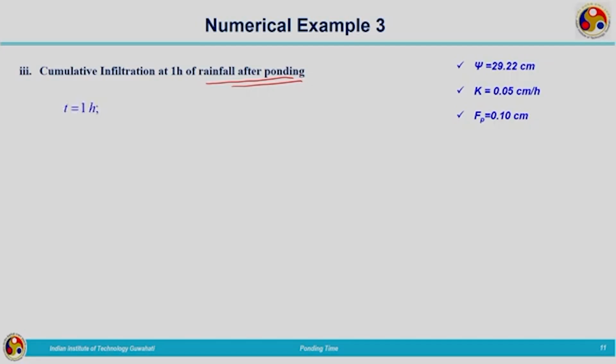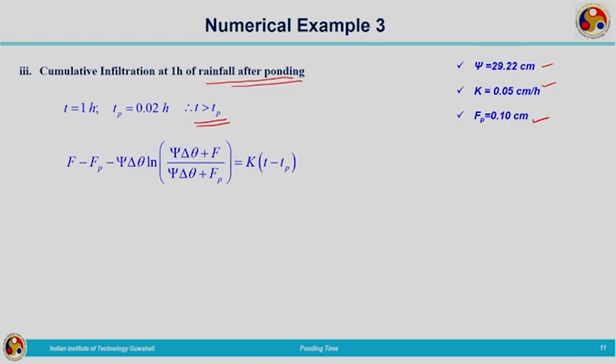So, we have been given the values psi and k, f of p we have calculated, and time t is 1 hour, Tp is 0.02 hour. So, we can understand that T is greater than Tp. So, we need to calculate the infiltration which has occurred after 0.02 hours after ponding time.